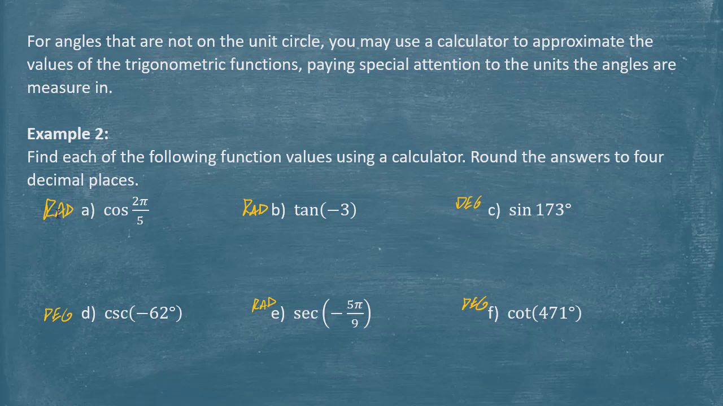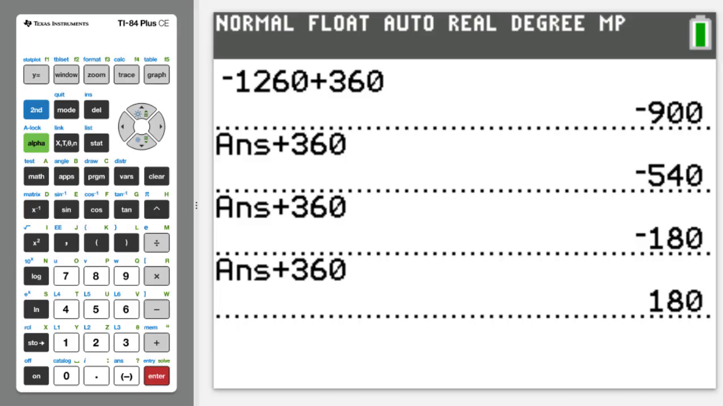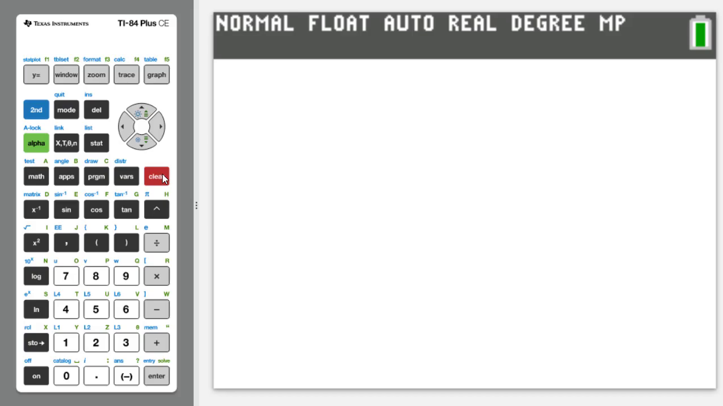So basically the easiest way to tell what mode you should be in is if you see a degree sign, make sure it says degree at the top of your calculator screen. And if you don't, make sure it says radian at the top. So I'm going to go ahead and just pick a mode and answer the ones that are in there. If I bring up the calculator, it looks like I'm in degree mode already.